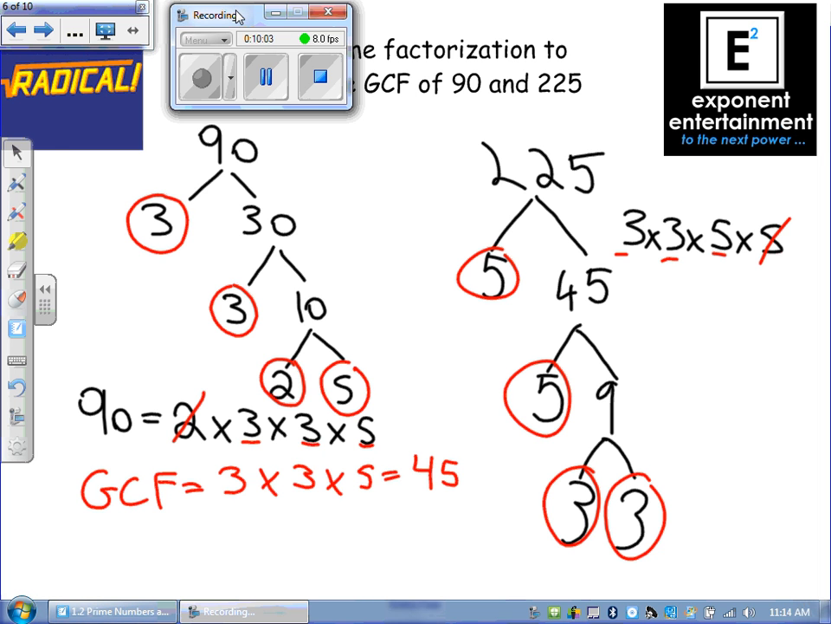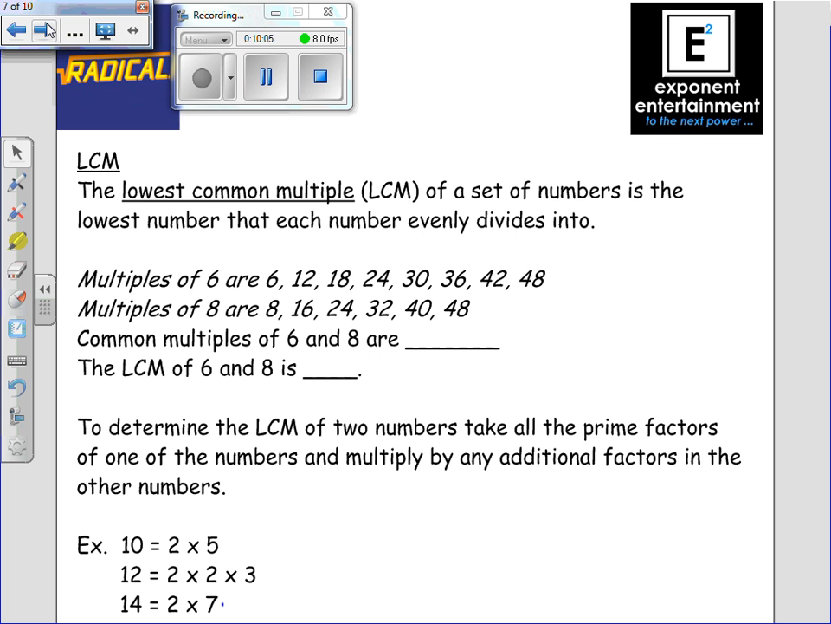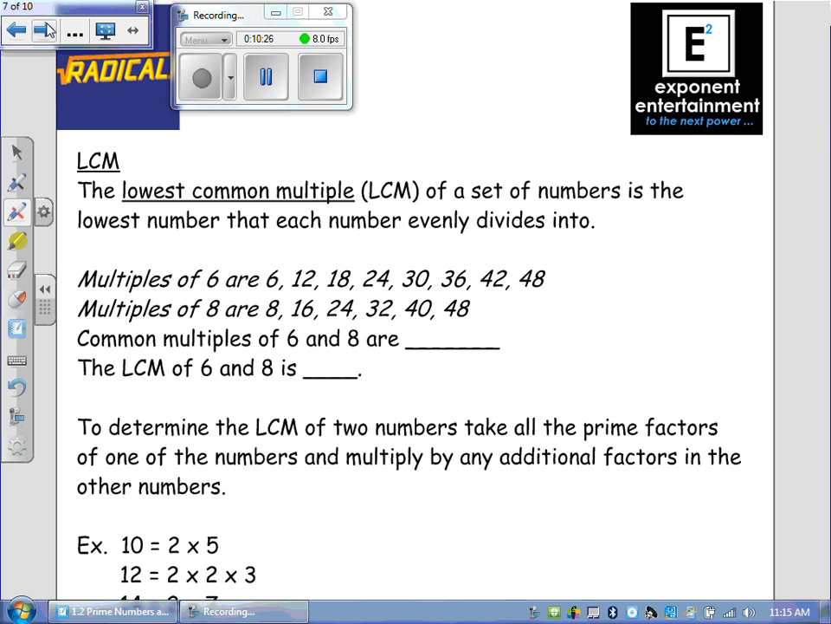Okay, lowest common multiple. So factors, we were looking for things that go into the biggest ones. Multiples, we're getting larger and trying to find what's in common. So the lowest common multiple, the LCM, of a set of numbers is the lowest number that each number evenly divides into. That's a lot of math words, right? Okay, let's make it simple.